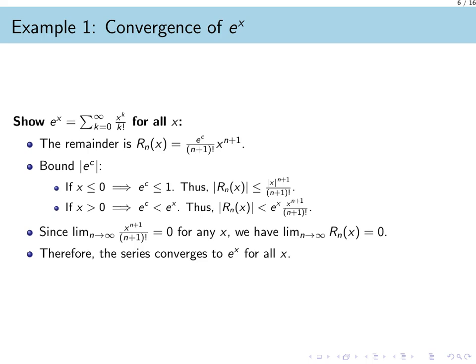If x is non-positive, then c is also non-positive, so e to the c is at most 1. If x is positive, then c is between 0 and x, so e to the c is less than e to the x. In either case, the remainder's magnitude is bounded by a constant times the fraction x to the power n plus 1 over n plus 1 factorial. This fraction goes to 0 as n goes to infinity for any x, so the remainder must also go to 0. This proves the series for e to the x converges to e to the x for all values of x.